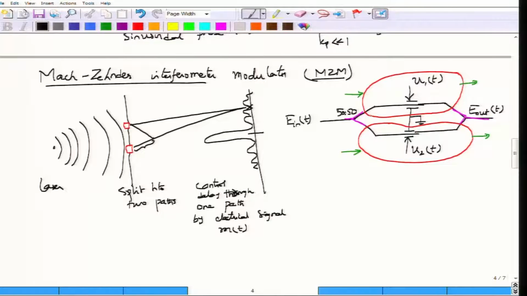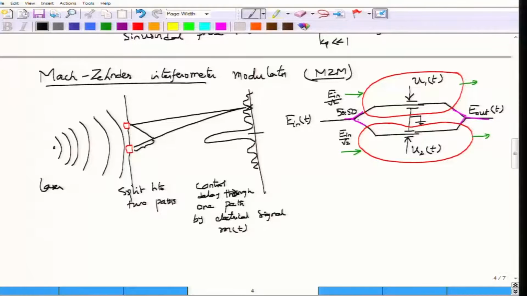But powers are by themselves not important here, or they are of secondary importance. What is important is how the amplitudes get split. We will postulate that the amplitudes get split in the form of 1 by root 2, so that when you square it the power becomes half. So I have E in by root 2 going into each arm, and while we combine, we also combine them in the same fashion.